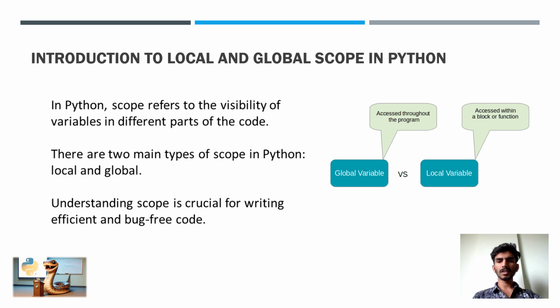Here you can see this is a global variable and this is a local variable. A global variable is accessed throughout the program, and a local variable is accessed within a block or a function.